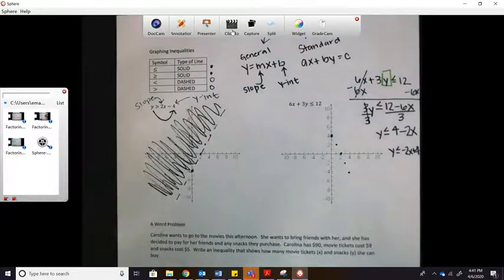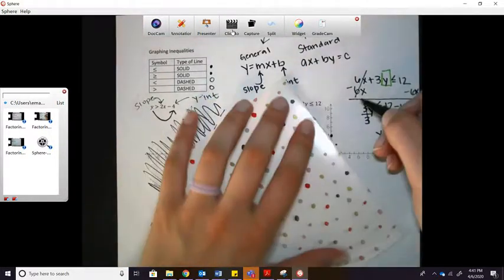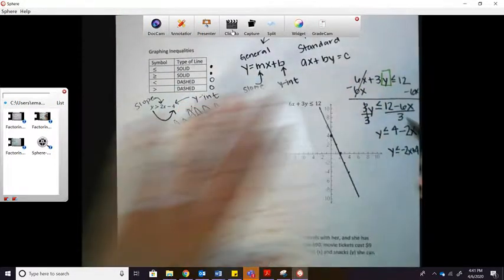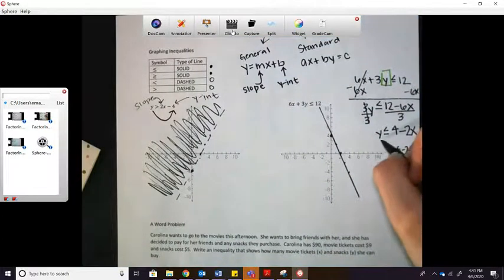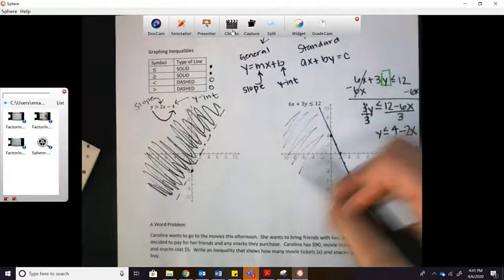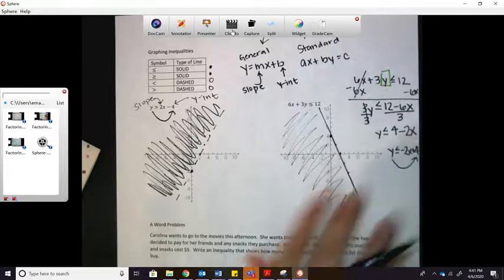And then we want to look at solid or dashed. So this is a less than or equal to, so it's going to be a solid line. So I'm going to go ahead and connect those dots. And then I'm going to shade. So I want y values smaller than 4. So I'm a less than, so I'm going to shade below. Shading is an important part. You can't forget about it.